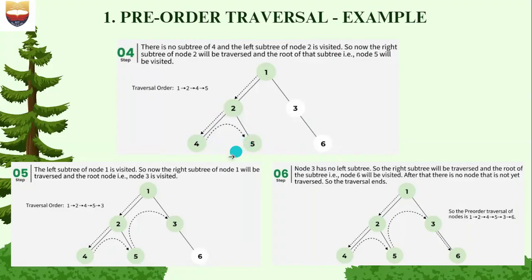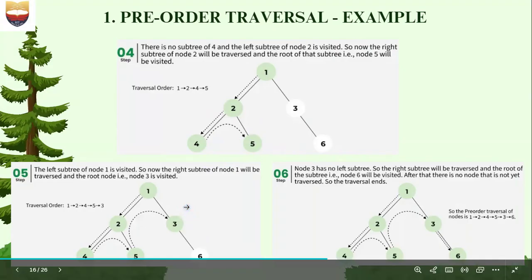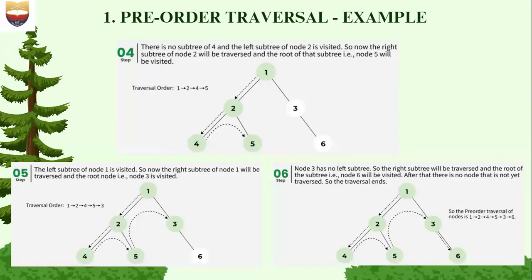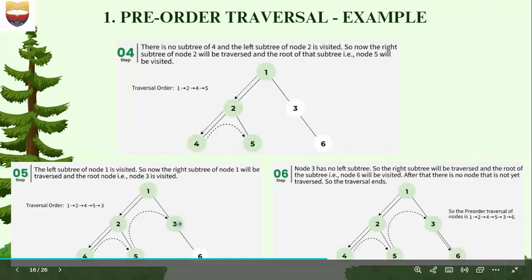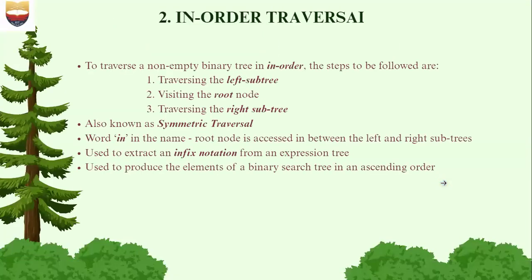Okay. Next we shall move to the right subtree. And here in the right subtree we have two nodes, 3 and 6. Again, you have to focus on the three steps. What is the first one? Visiting the root node, right? And here the root node or parent node is 3. Therefore, we have to visit 3 at first. And after visiting 3, we reach the last node, that is 6. Therefore, the resultant order is 1, 2, 4, 5, 3, 6. This is the output of the pre-order traversal.